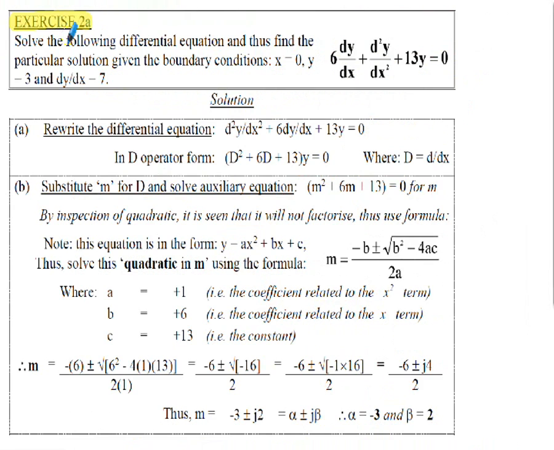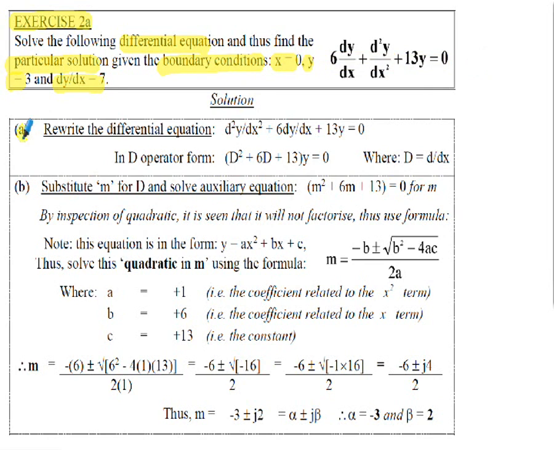Exercise 2a, we're asked to solve the following differential equation and find the particular solution given the boundary conditions: x equals 0, y is equal to 3 and dy by dx equal to 7. So here's the equation we're trying to solve, the second order homogeneous differential equation.